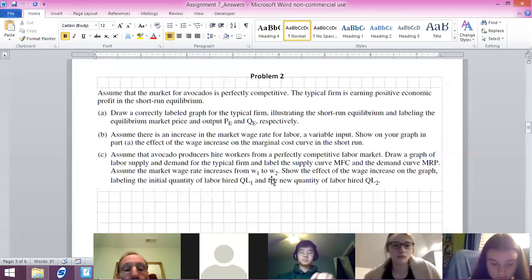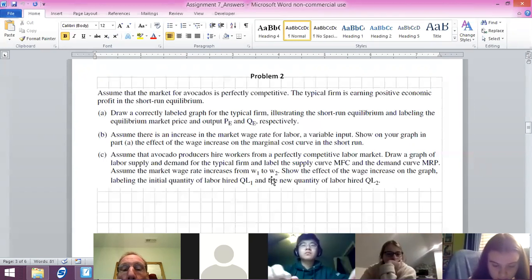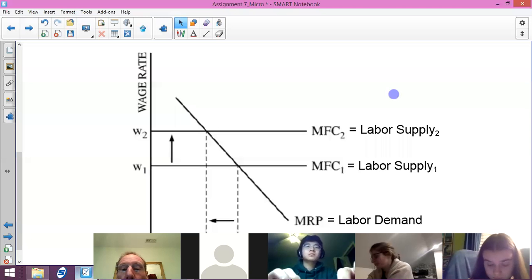And we want to assume that the wage rate increases from W1 to W2, and we want to show the effect of the wage increase on the graph, the labeling, and so on, and I will do that right now, okay? Looks like this, okay?